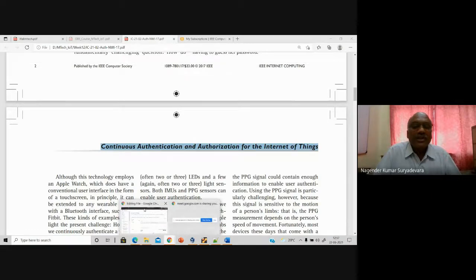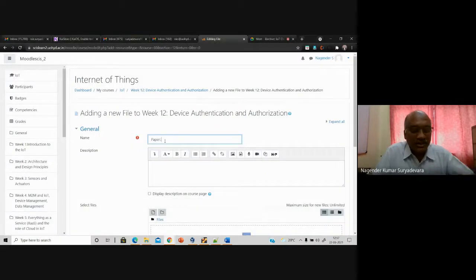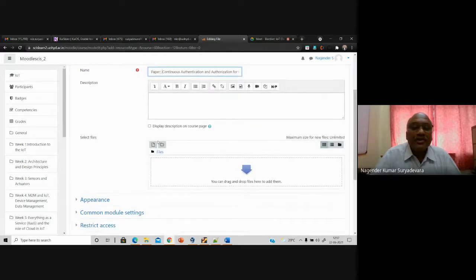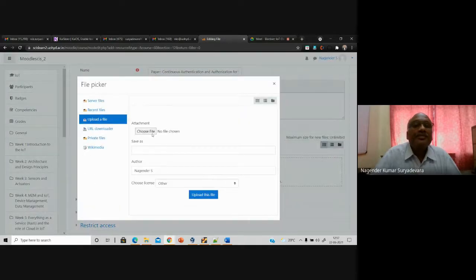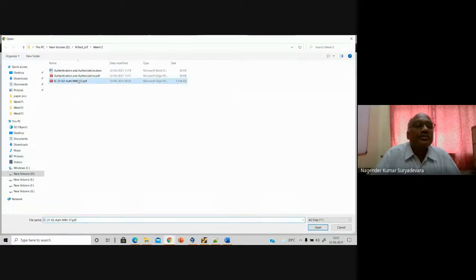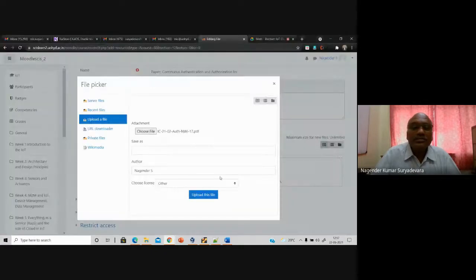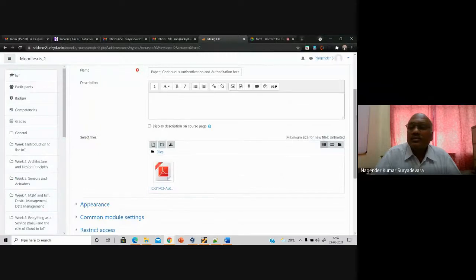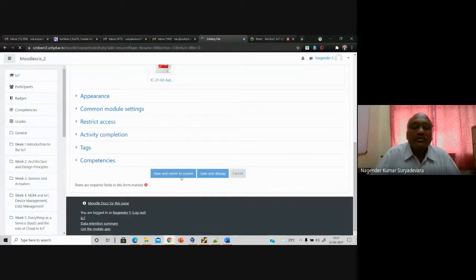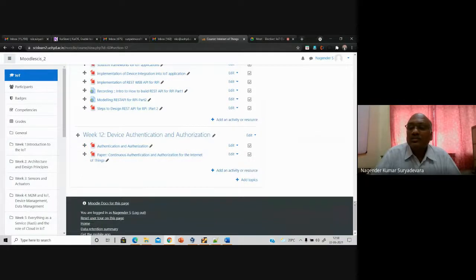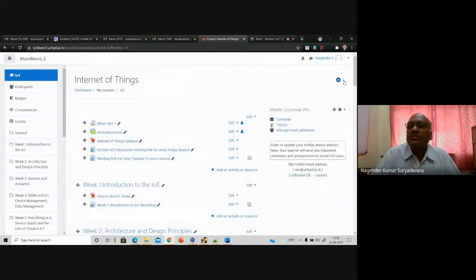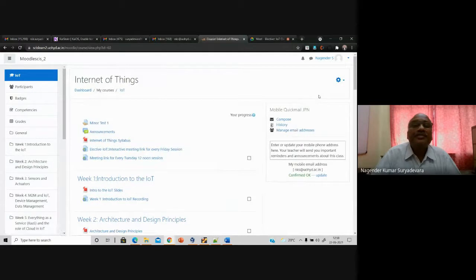Of course, what I presented is not the complete authentication and authorization process. I have just taken one case study to show how authentication and authorization take place for the Internet of Things. There are various ways, various methods. This is one among them. Please let me know if any queries are there.